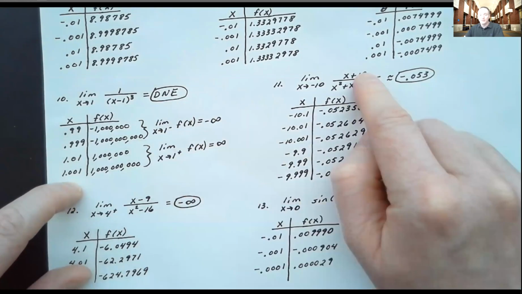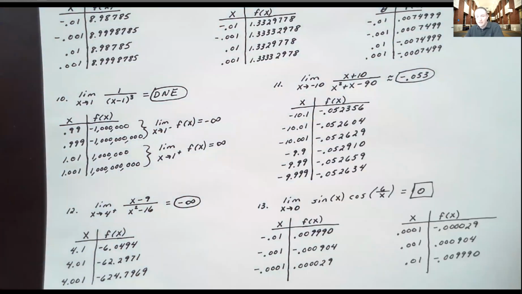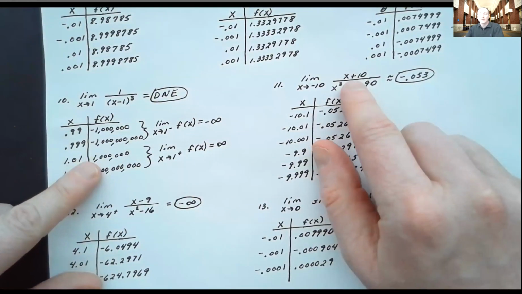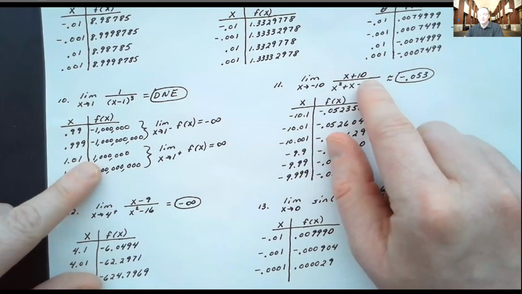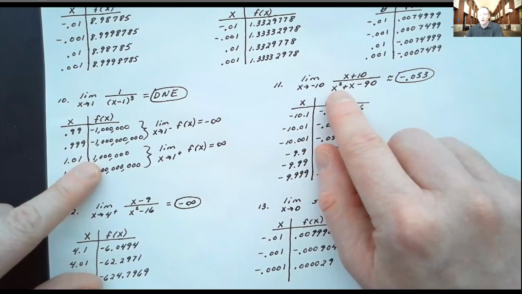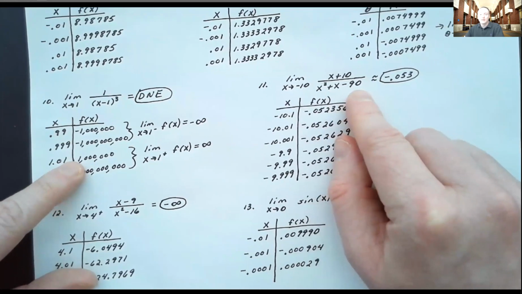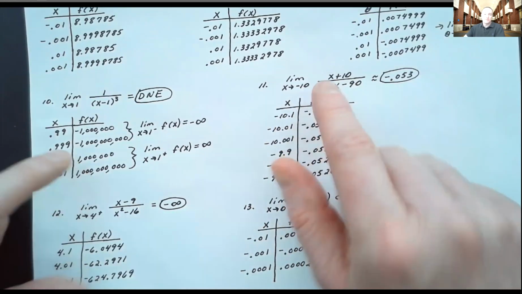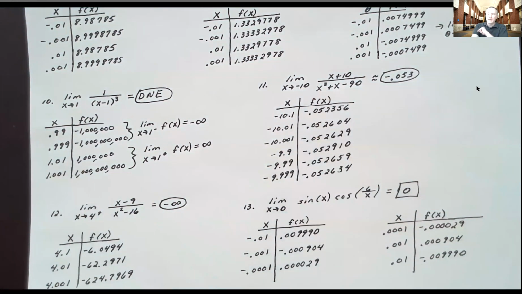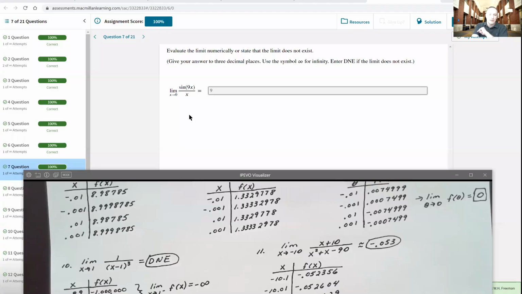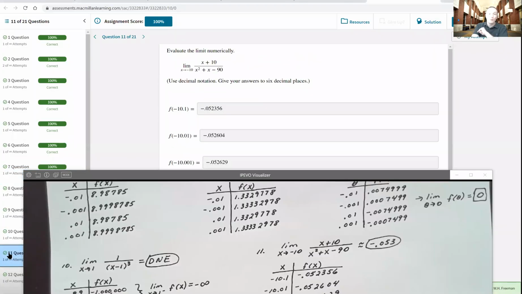Now for the next problem here, again, we're just given a rational function. The limit as x approaches -10 of x plus 10 over x squared plus x minus 90. And again, they didn't give you specific values to plug in. Let me double check that just to make sure. I don't think they did. Oh, actually they did. I'm sorry.